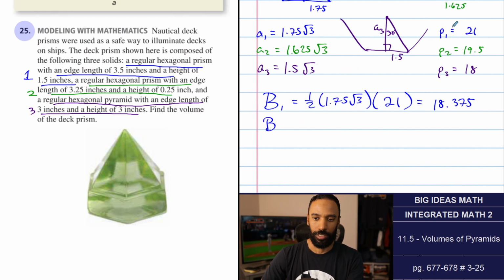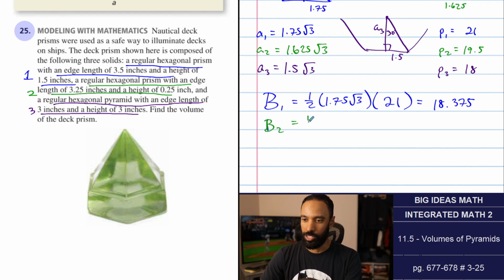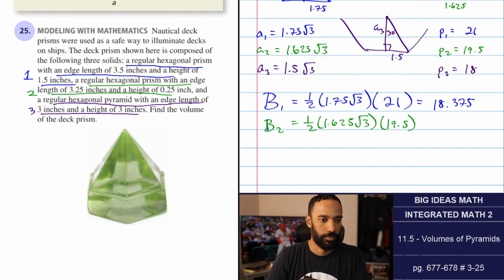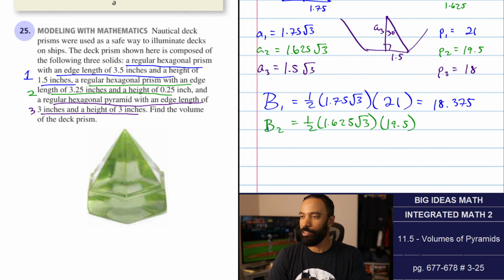18.375. Okay. I selected green, but it didn't want me to. Area of the second base is 1/2 times 1.625 root 3 times 19.5. And I'm getting 15.84375. No rounding.